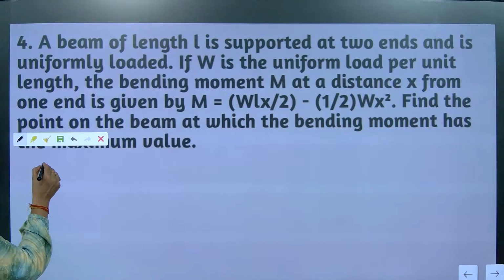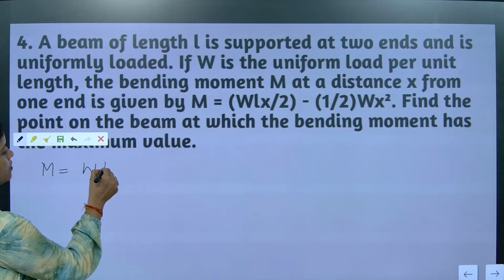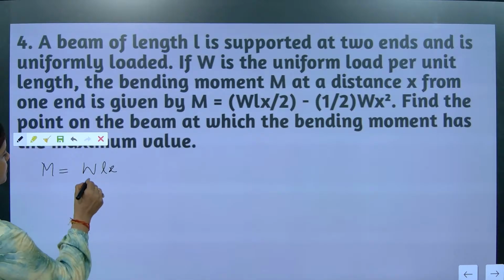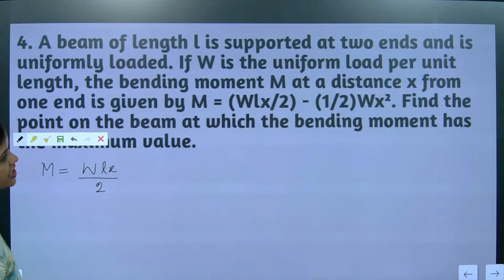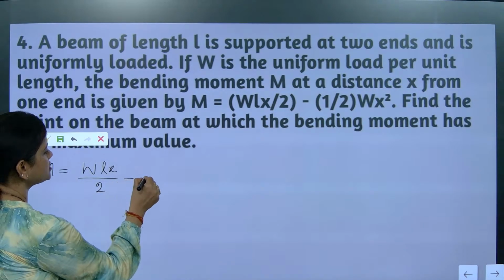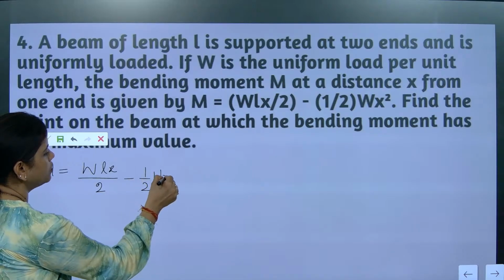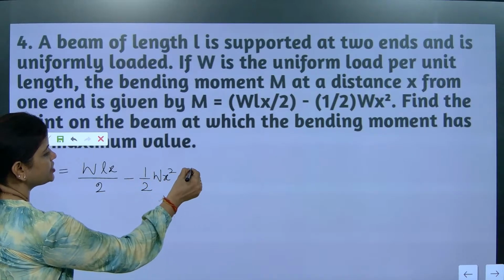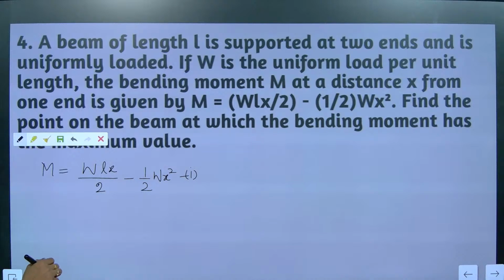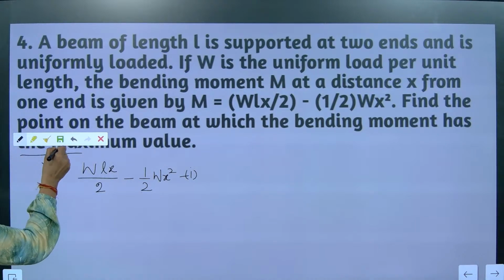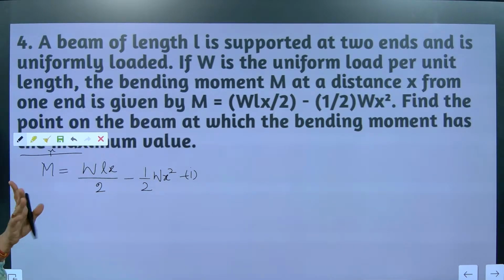Now what is M given? Write this properly. M is equal to WLx by 2 minus half Wx square. Take it as equation 1, beta. Because they are telling bending moment, the variable is x only, not W, not L. So we will differentiate it with respect to x. That's it. This is the whole story.